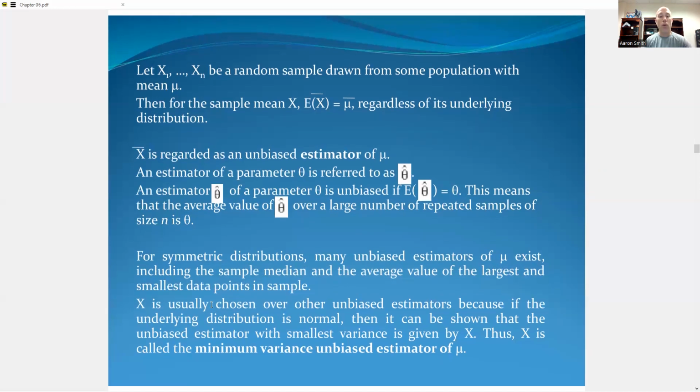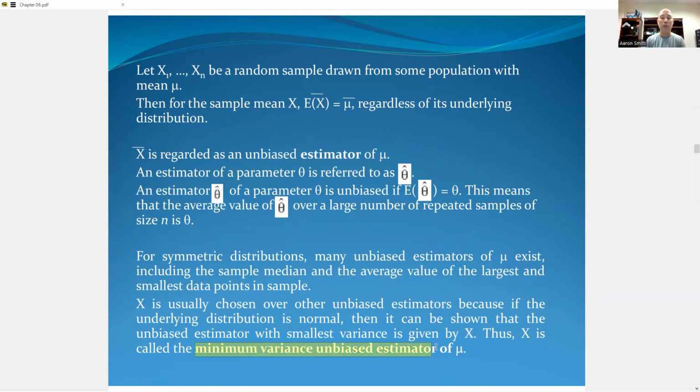X bar is usually chosen over other unbiased estimators because if the underlying distribution is normal, then it can be shown that the unbiased estimator with the smallest variance is given by X bar. Thus, X bar is called the minimum variance unbiased estimator. All right, this is a big deal in statistics.